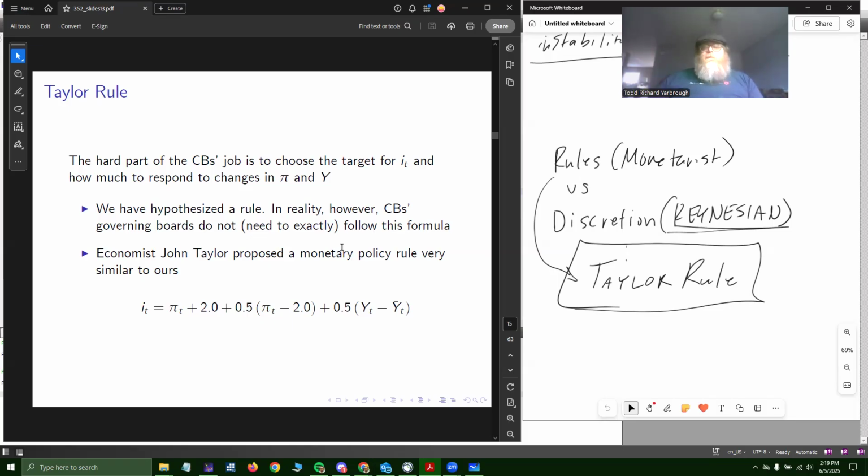Now, in the real world, in terms of the central bank in the US, the central bank has a discount rate. That's the rate that banks pay to the Fed as the lender of last resort.